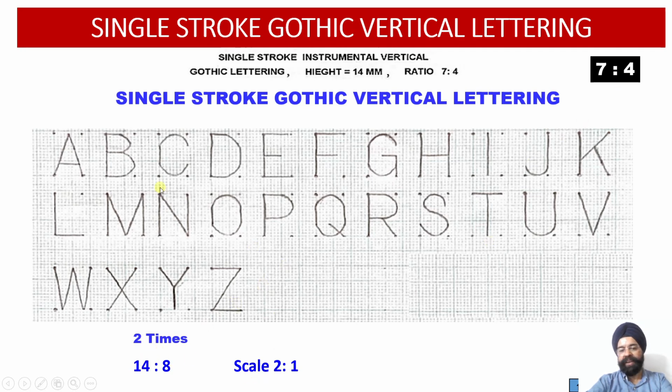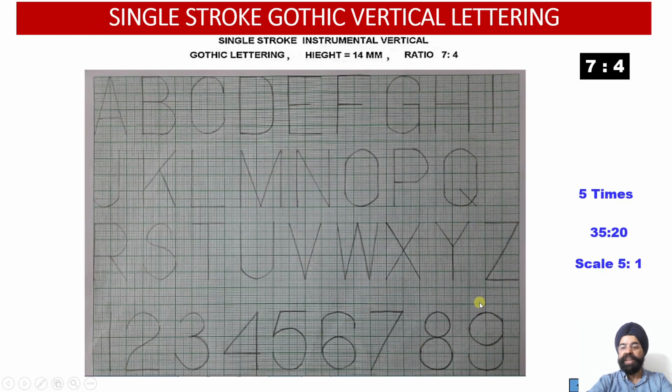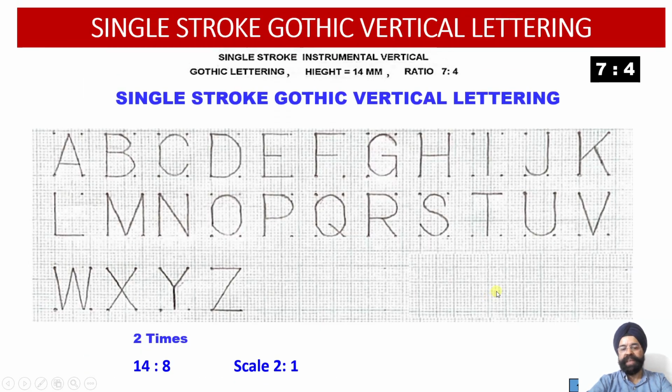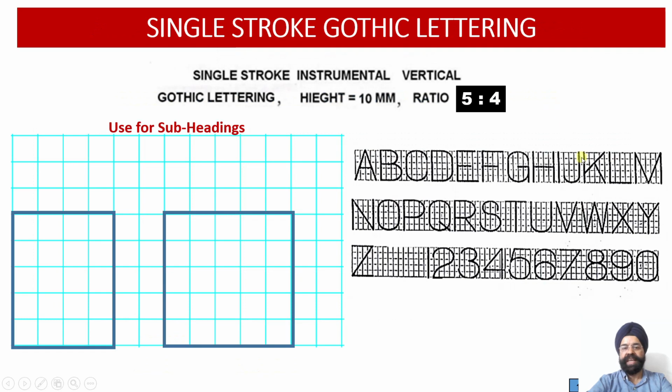So we can say that while writing all these alphabets, the scale of the construction is now 2:1. The same thing that was there in the 5:1 ratio, we have written in the ratio 2:1. So these are all single stroke Gothic vertical lettering schemes.